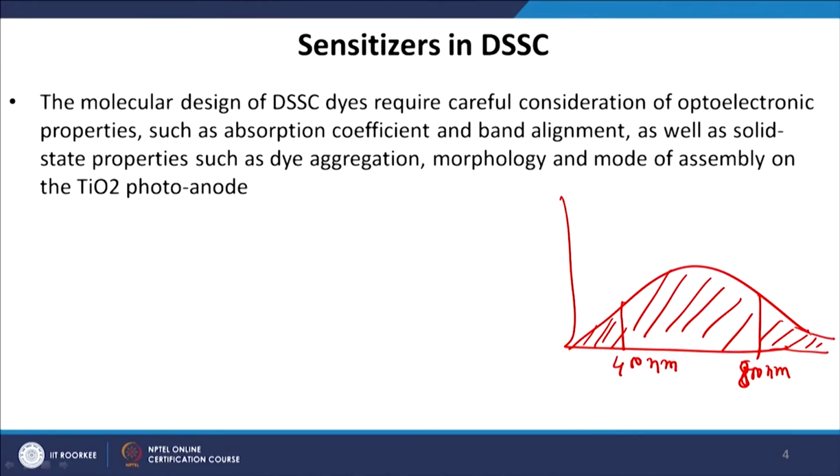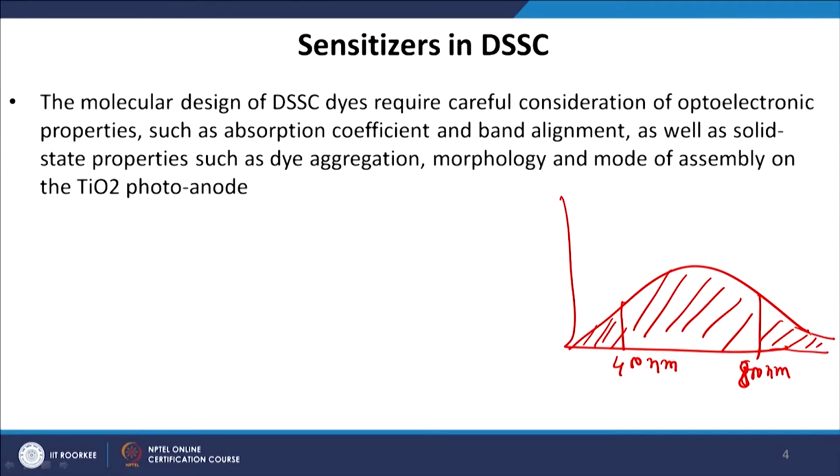The second point is the absorption coefficient and band alignment. The dye molecule has to be chosen in such a way that it will be able to inject the electron to the conduction band of the n-type semiconductor. So the energetics of the semiconductor and sensitizer also have to be kept in mind.